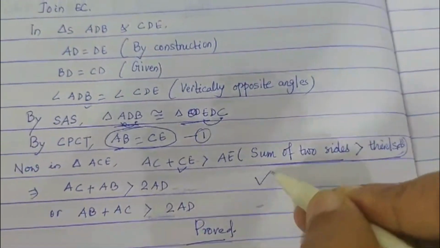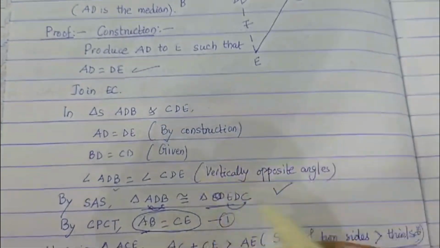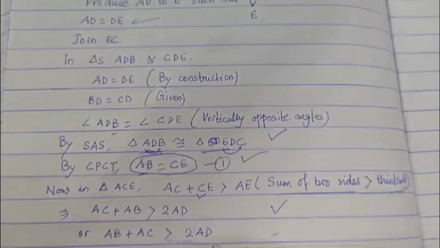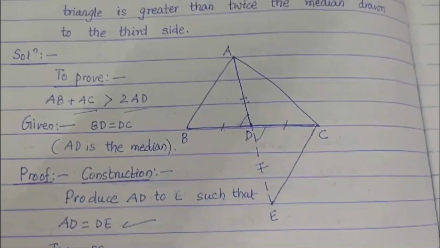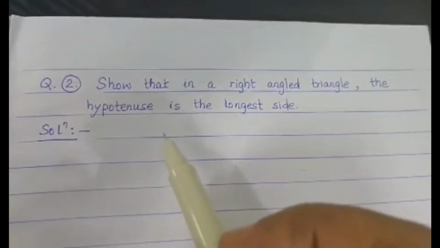So basically we are using this theorem and the congruency rule, all these things we are using in one problem. So it was a good problem. I hope you understand it. Okay, let's move on. Let's take the next question.